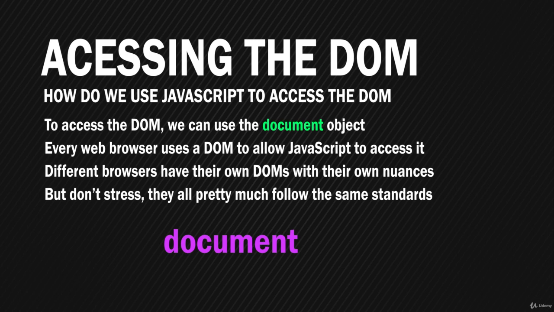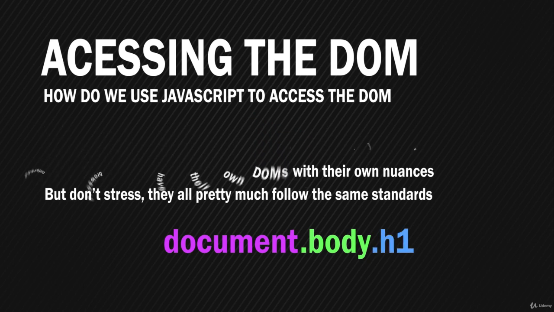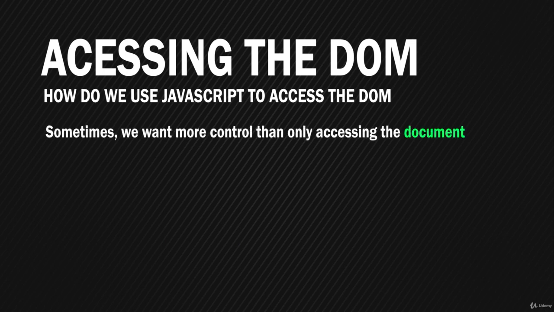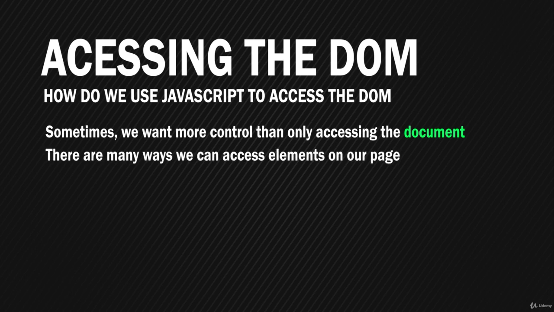And then we can access properties of that to be more specific. For example, document.body. And to access an h1 tag, for example, we would go document.body.h1. This is all good and well, but sometimes we want more control than only accessing the document. Sometimes we want to be more specific, or sometimes we want to be more efficient at grabbing a certain element. And the good news is that the DOM API gives us many ways to access elements on our page. But yes, it all starts with this keyword document, because that is the root, or kind of the practical root of our document, of our web page.